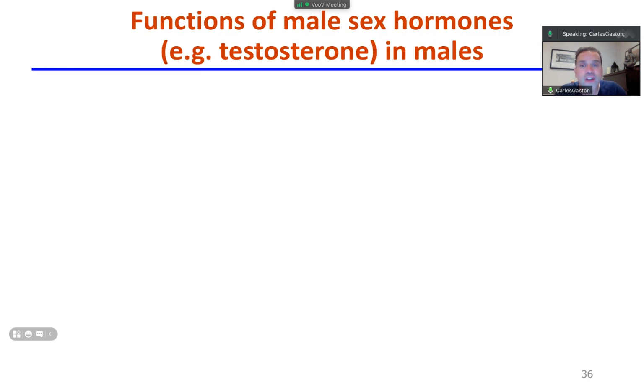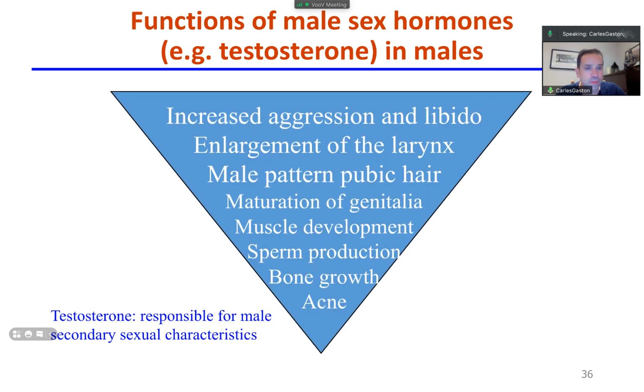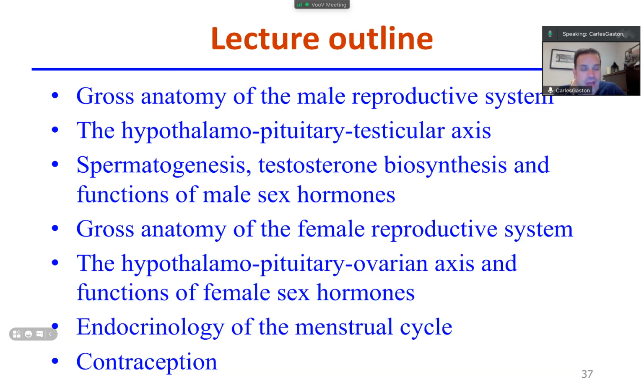So what is the function of male sex hormones, right? Testosterone is responsible for secondary sexual characteristics during puberty. It increases aggression and libido, enlargement of the larynx and deepening of the voice, male pattern of pubic hair, maturation of the genitalia, muscle development, sperm production, bone growth, and acne.